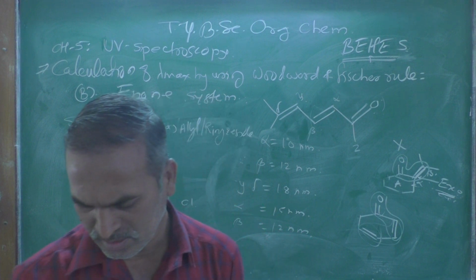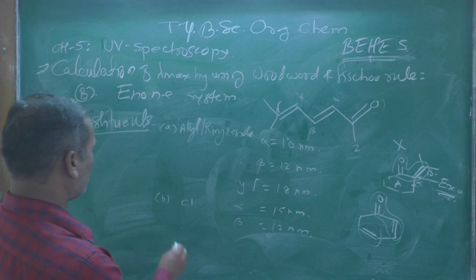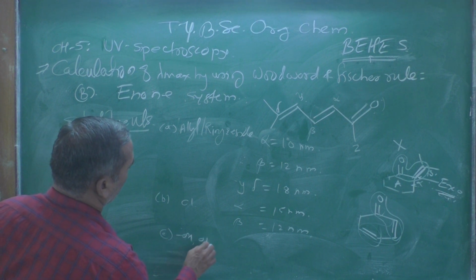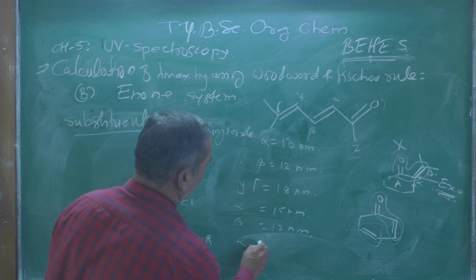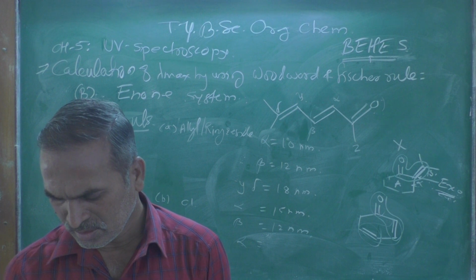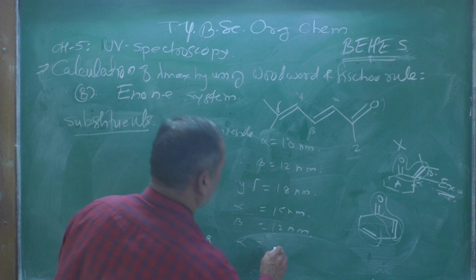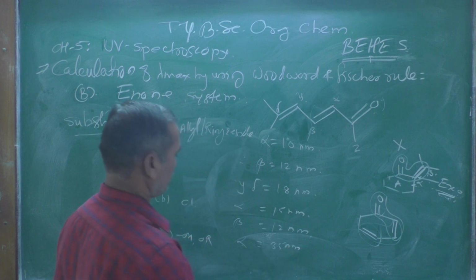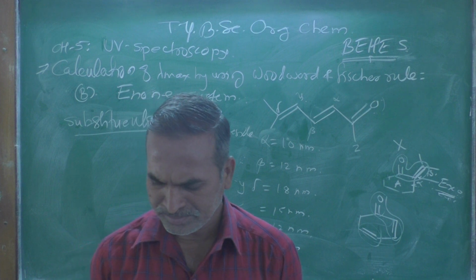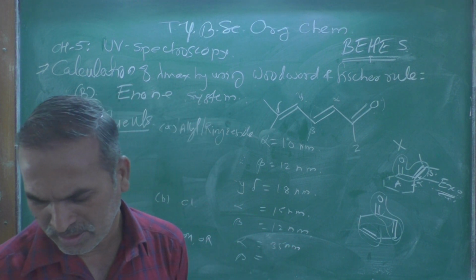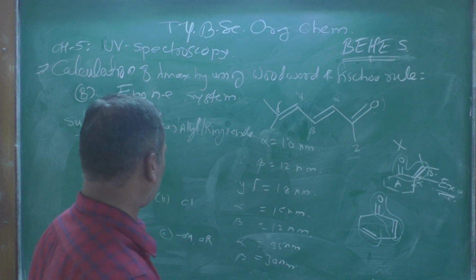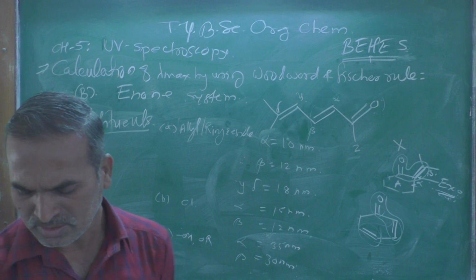And suppose OH or OR is present, say A, B, C. If they are present at the alpha position, how much should you add? If it is present at the alpha position, you add 35 nanometer. If it is present at the beta position, you should add 30 nanometer.